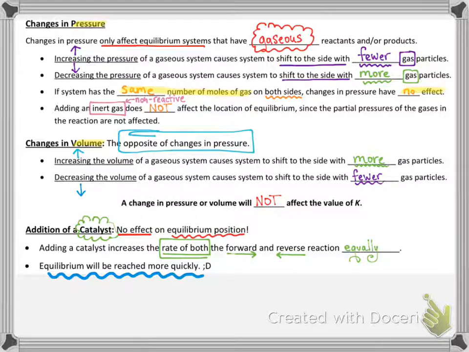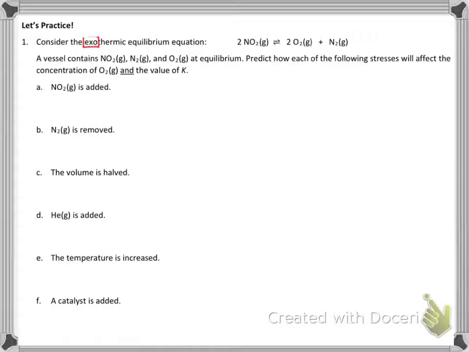Okay, let's go ahead and try a practice problem that ties all of this information together. So we're going to be looking at an exothermic equilibrium system. Now, whenever they say it's exothermic, I have to admit my first instinct is to go ahead and add heat into the reaction so I know if it's a reactant or product. In this case, exothermic means heat is being produced. This question is a little different than the other ones we've done because it just wants you to predict how each of the following stresses will affect the concentration of O2 and the value of K. But you don't have to justify. Ooh, exciting.